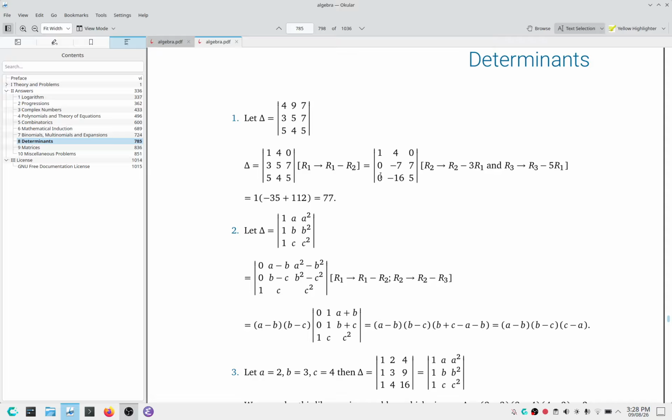So now we have two zeros here, so we can expand along the first column. Only one calculation we need to do, that is for this one. That will be minus 7 times 5 minus 16 times 7. So as you can see, it is 77, easy peasy. That is how you achieve a maximum number of zeros, and then the calculation really becomes very easy.